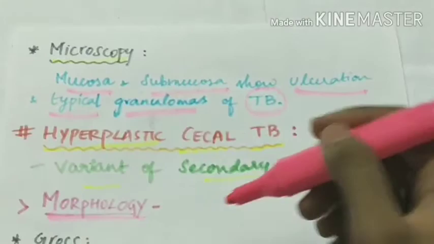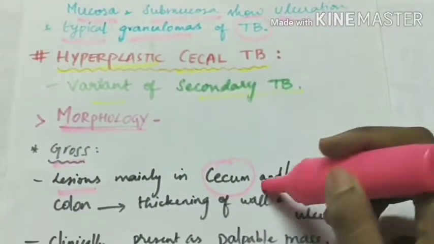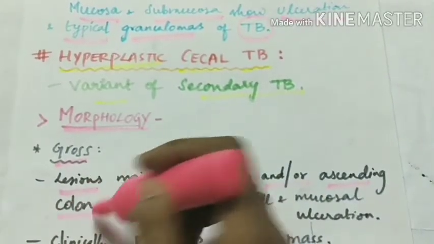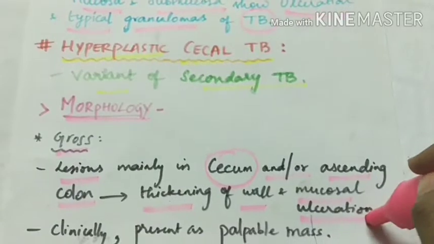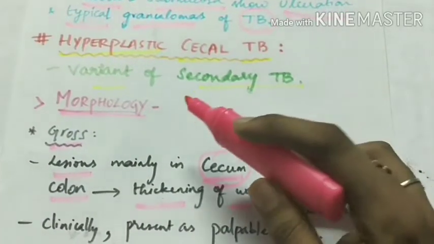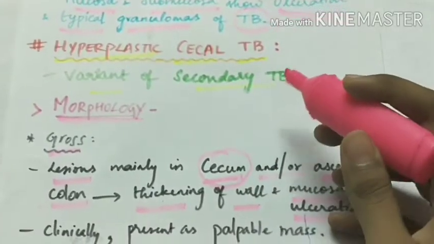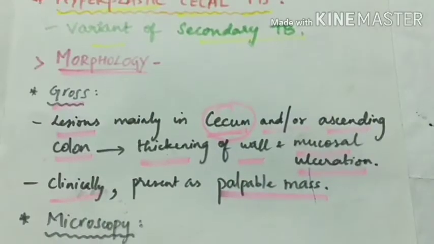The morphology of hyperplastic cecal tuberculosis. Grossly, the lesions are present mainly in the cecum and/or the ascending colon, where there is thickening of the wall and mucosal ulceration. So that is why this is called cecal tuberculosis. Hyperplastic cecal tuberculosis clinically presents as a palpable mass.